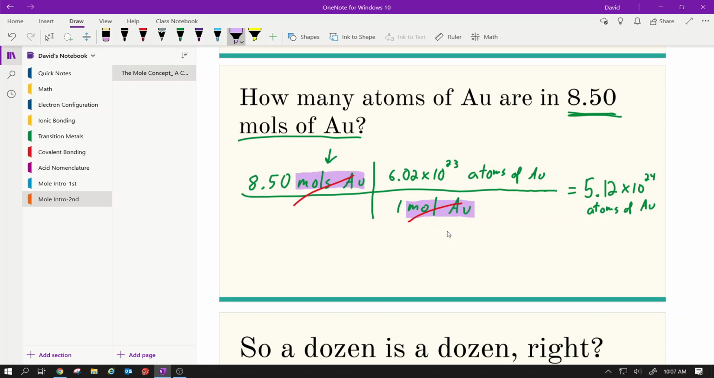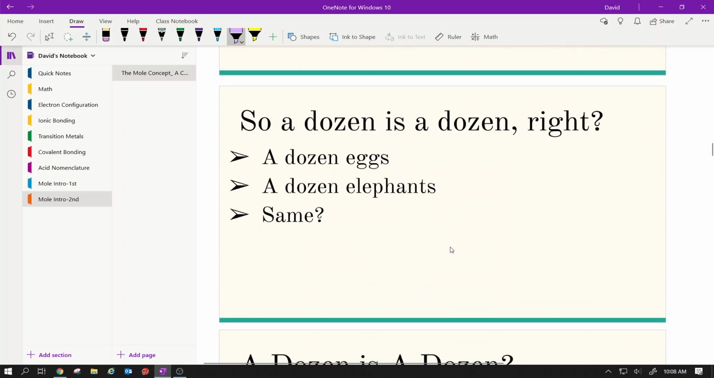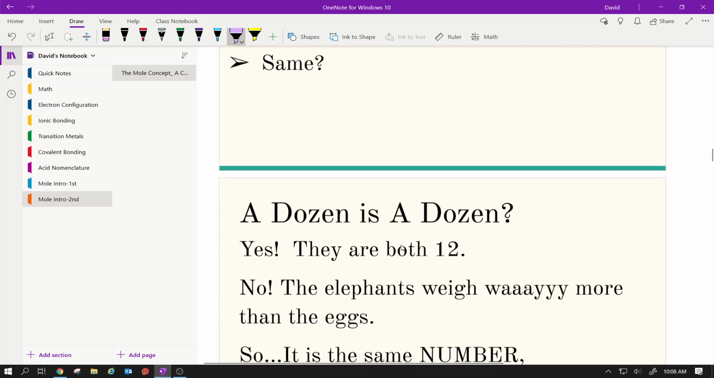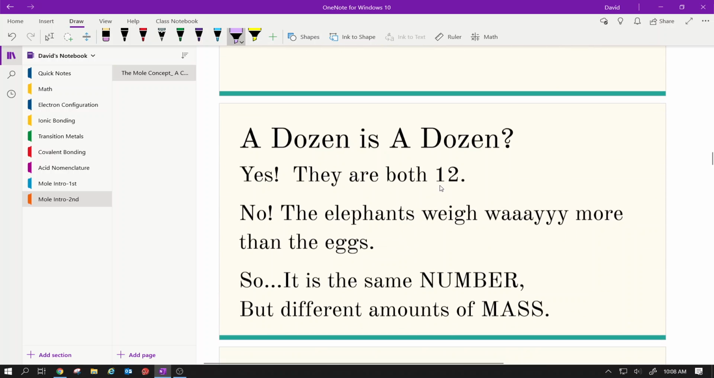I got a question for you guys now. I've answered your questions, now you answer mine. Riddle me this. A dozen is a dozen, right? Dozen eggs, dozen elephants, same? One is eggs, one is elephants. Here's the thing. A dozen is a dozen? Yes, they're both 12. But also, no.